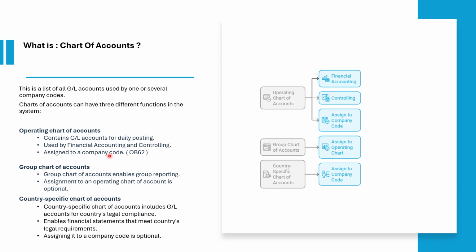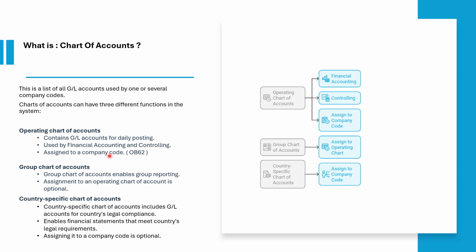It can work as an operating chart of account where it contains the GL accounts that business use for posting in your company code during daily activities. This is also called a standard chart of account. This must be assigned to the company code, and this chart of account is used by both financial accounting and controlling. Okay, then there are two optional chart of accounts functionalities.